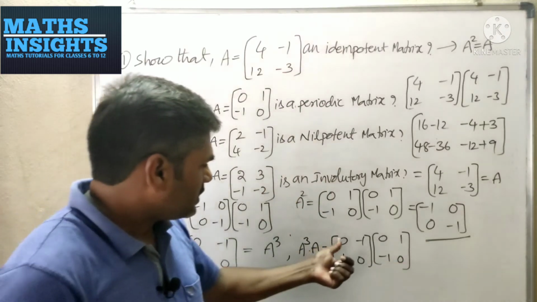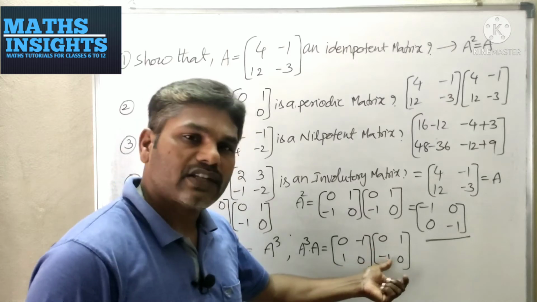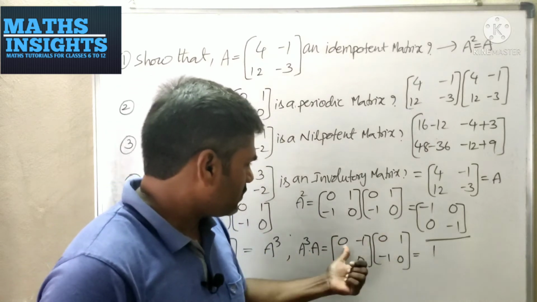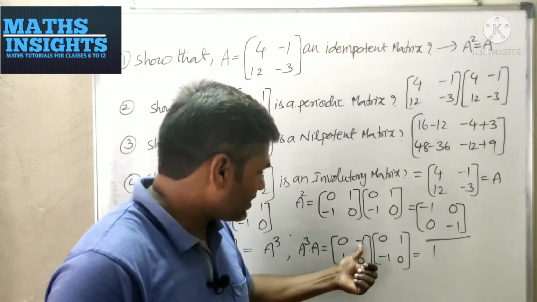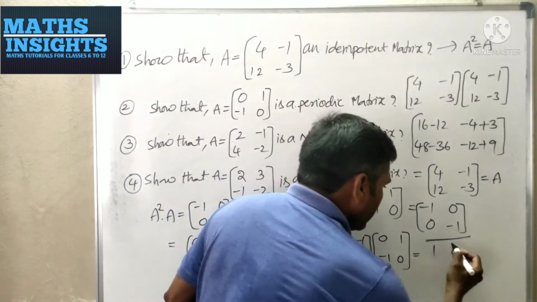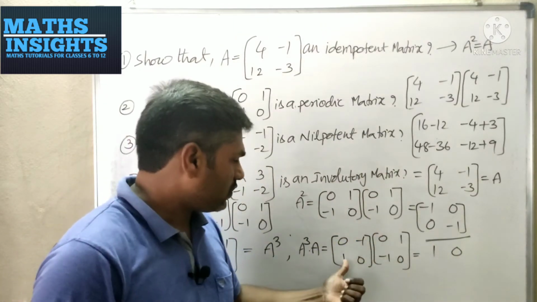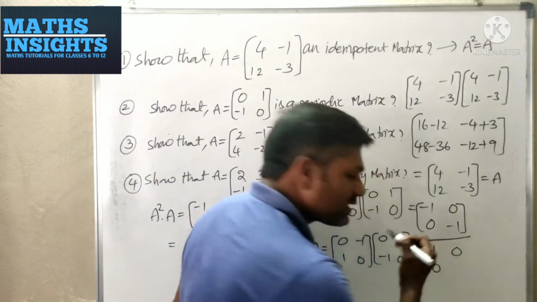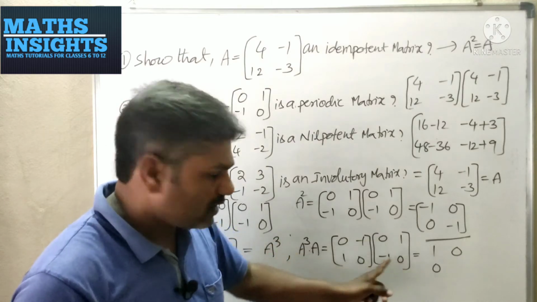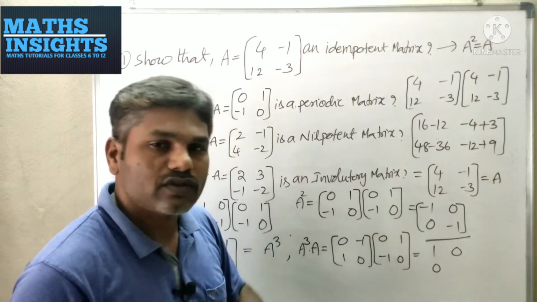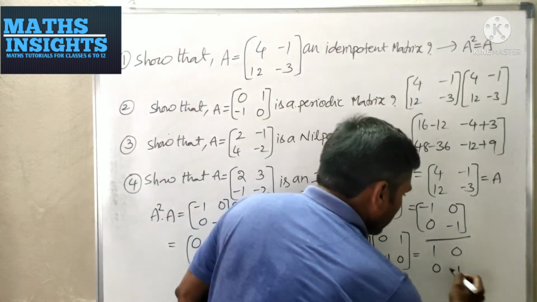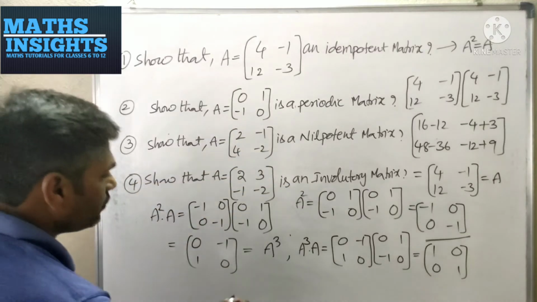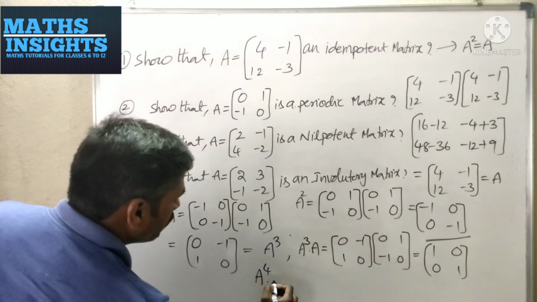I am multiplying. 0 into 0, 0, minus 1 into minus 1 will give you plus 1. I am writing here plus 1. First row, second column: 0 into 1, 0, plus minus 1 into 0, 0. Next, second row, first column: 1 into 0, 0, 0 into minus 1, both are zeros, therefore your answer is 0. Second row, second column: 1 into 1, 1, plus 0 into 0, 0, 1 plus 0, 1. Have you got A here? No, even now you didn't get it. Therefore I am doing A power 4 into A.